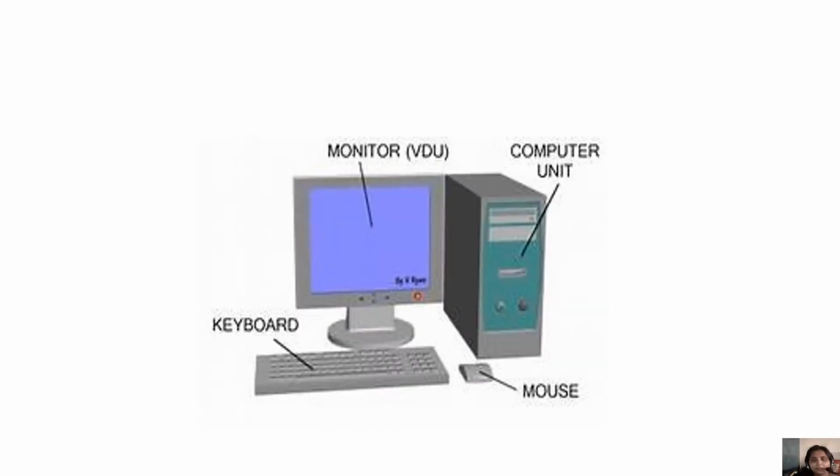So children, what is this? Yes, this is a picture of a computer. I hope you are able to recognize and you know the parts of computer. You also know about input and output devices. So the parts of computer are keyboard, mouse, monitor, CPU, etc. And the input devices are keyboard and mouse. The output device is monitor and the processing unit is CPU.